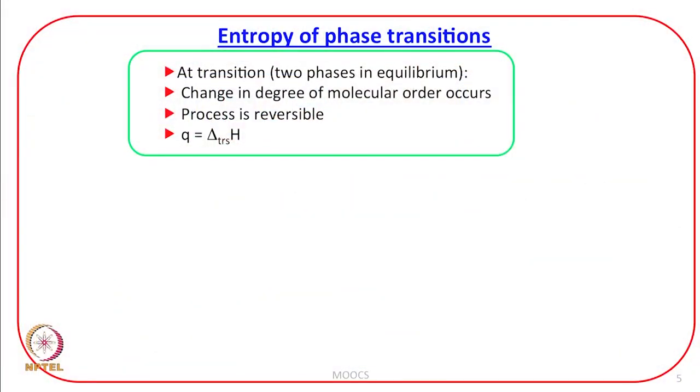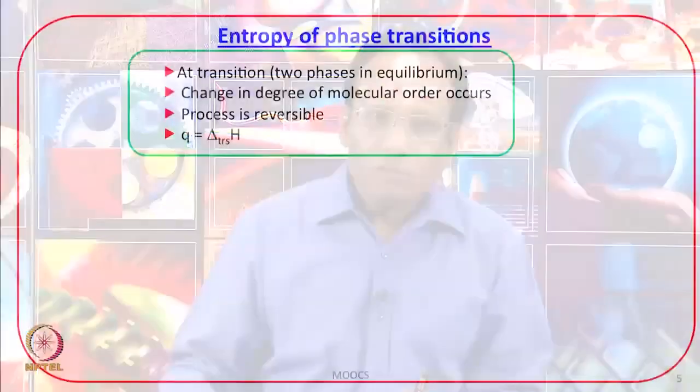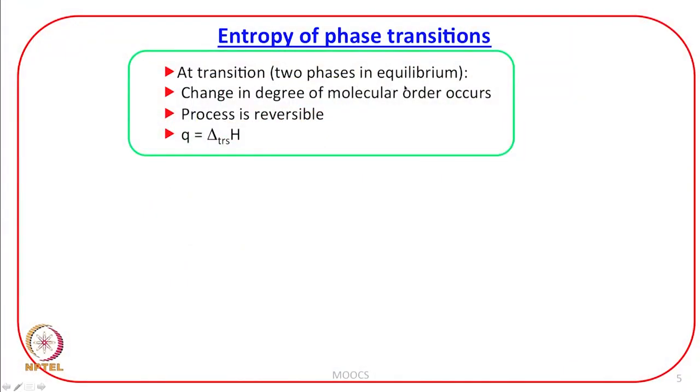Now, let us take another special case: entropy of phase transitions. What is a phase transition? A phase transition is a transition at which the phase of a system changes, the state of a system changes from one phase to another phase. An example of phase transition can be the melting of ice, where water changes from ice to liquid water. And as we can see in the slide, at transition, the two phases are in equilibrium.